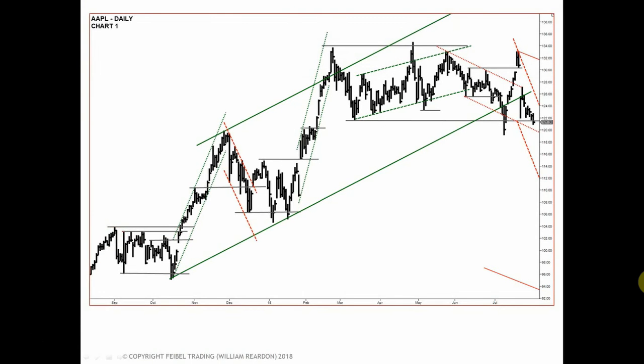Why? Because this level, as you can see, has been respected 1, 2, 3, 4 times. So this level here is more important than this level. You can prune this off, but I kept it in so we can see the thought processes. So as we come down, we gap down, we don't make it all the way to support, we push up, we come down, then look at this, 1, 2, 3, and we have this one.